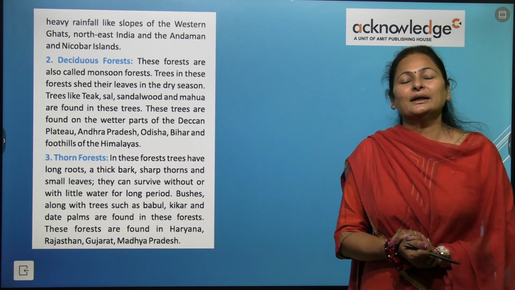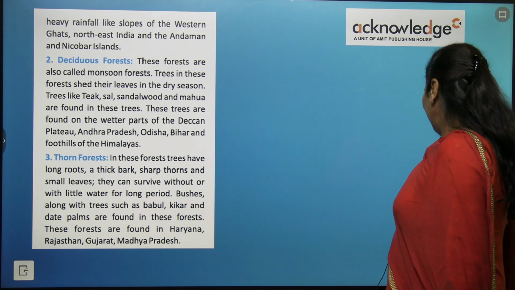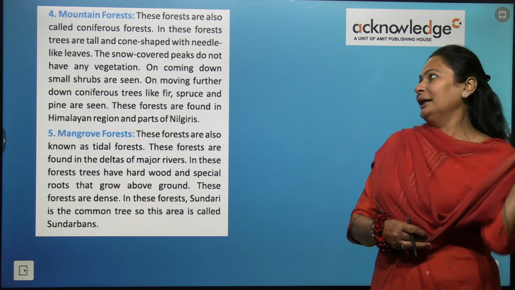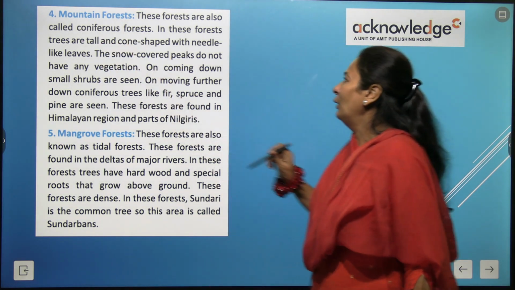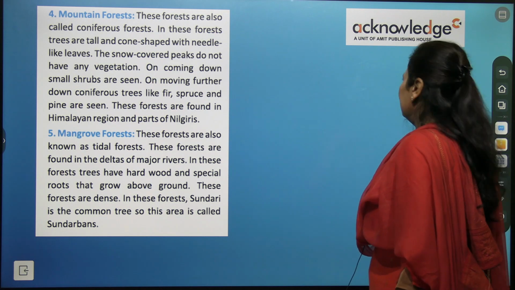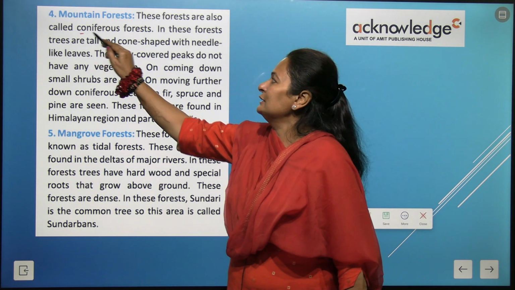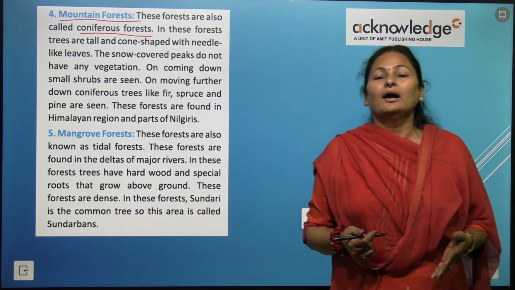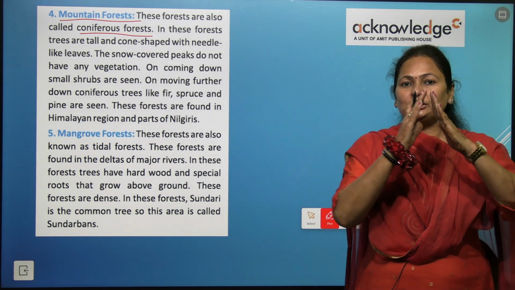Have you understood, kids? Shall we move to the next one? Good. So next is mountain forest, right? These forests are also called coniferous forest. Another name of the mountain forest is coniferous forest. Now, what is it? Coniferous means in a conical shape, right?